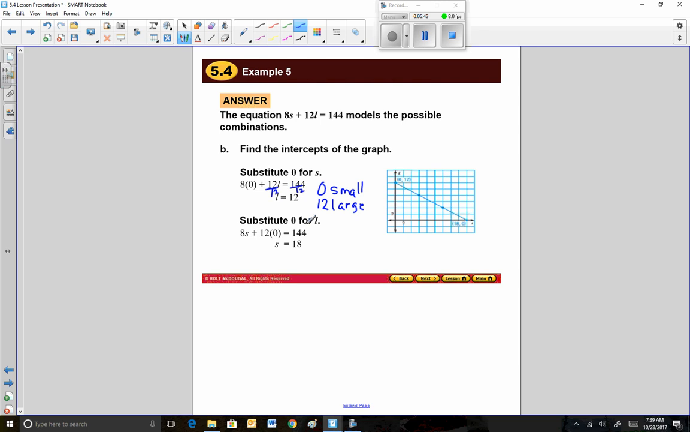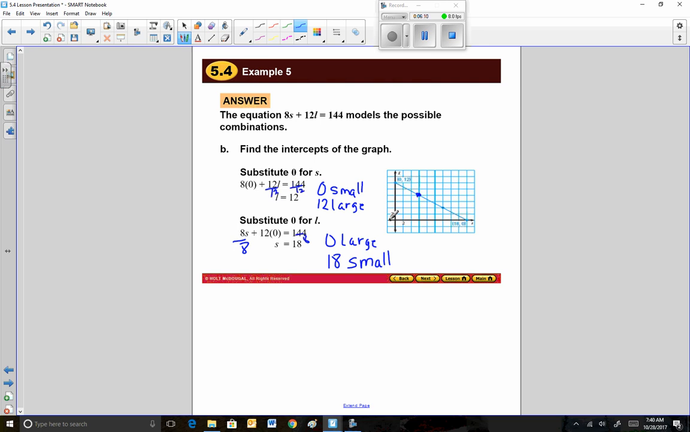Now plug a 0 in for your large vans, so that means we have 0 large vans in this scenario. And how many small vans? Well, when we do 8S equals 144, divide both sides by 8, and I get S is 18, so I'd have 18 small vans. That's another situation that could occur. I can find any point on the line after I graph it, and that will give me different combinations.